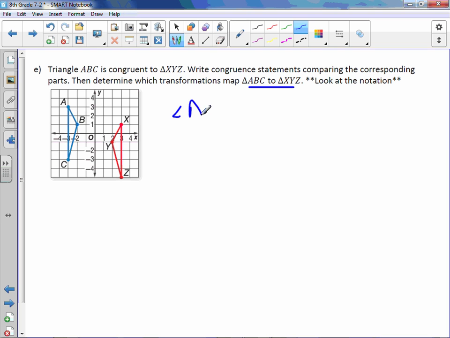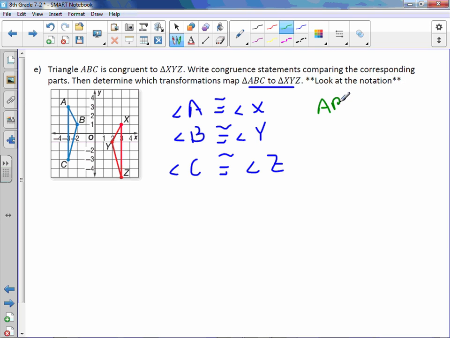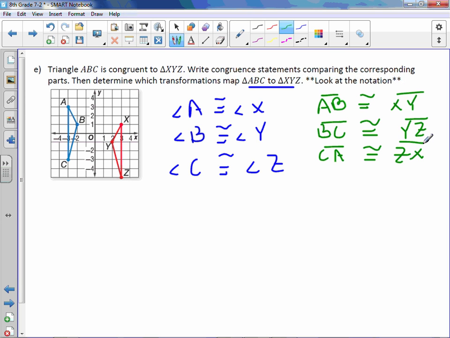But then I will say angle A is congruent to angle X. Angle B is congruent to angle Y. And angle C is congruent to angle Z. And the line segments, AB is congruent to XY. BC is congruent to YZ. CA is congruent to ZX. And also, we'll write this as a congruency statement. Triangle ABC is congruent to triangle XYZ.